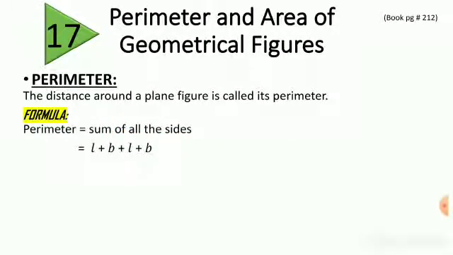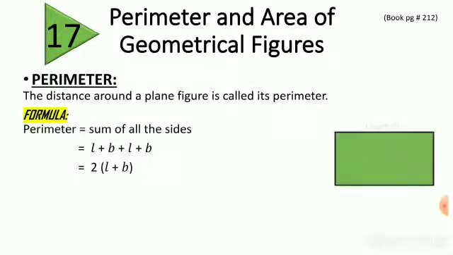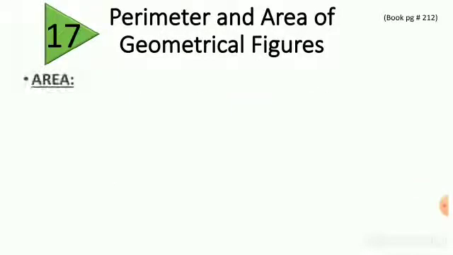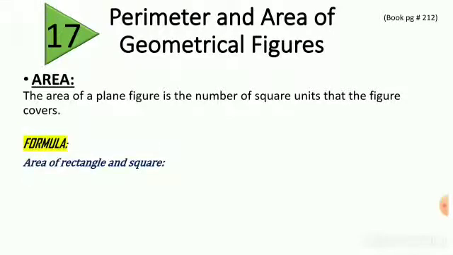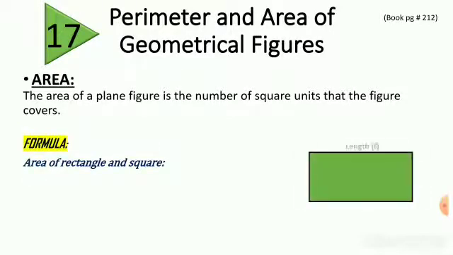So length plus breadth plus length plus breadth, it's the formula for a square, or you can say the rectangle. Here's the rectangle, length and breadth are here, and the formula can also be 2 into (L plus B), length plus breadth. Okay. Next is area. The area of a plane figure is the number of square units that the figure covers. So the formula is here, area of rectangle and square. Here is the rectangle, length and breadth.